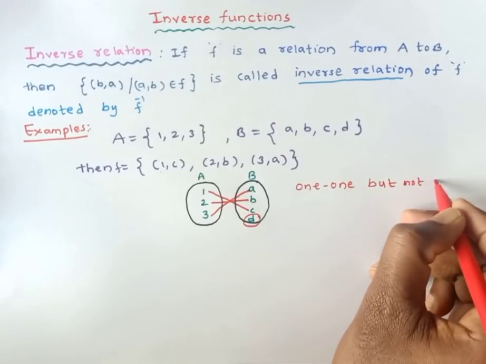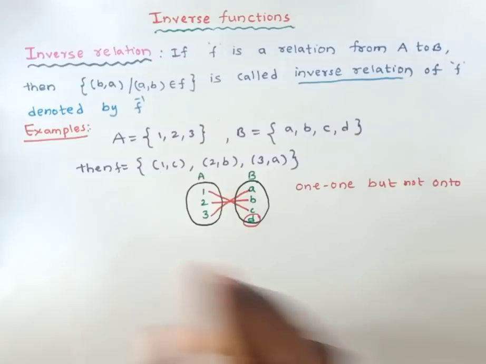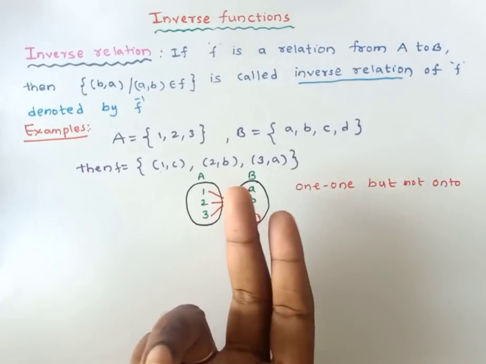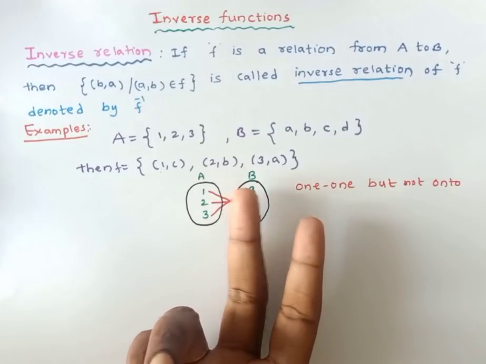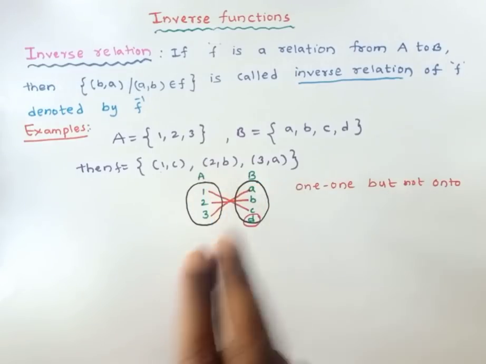These are the things we know, how to check whether it is one-one or onto. Now you have to check in the reverse manner whether it is a function or not. Here f is a relation from A to B, then f inverse is a relation from B to A. Just apply the same function definition for B to A. See now, these two things will be changed.